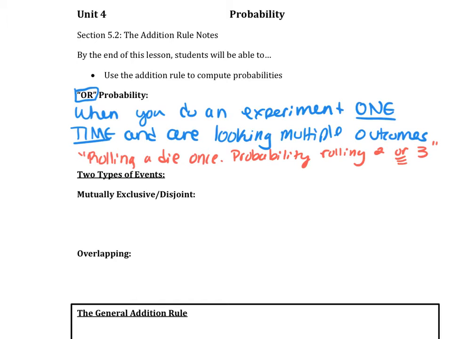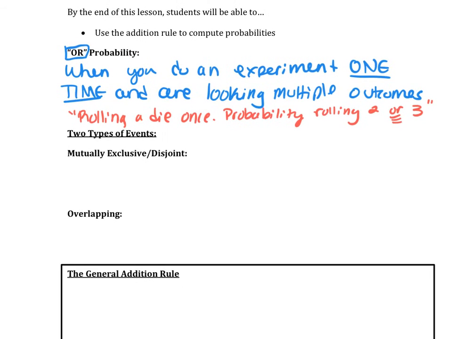So with this OR probability, there are two types of situations, two types of events that we could be dealing with. The first is mutually exclusive or disjoint events. This means that the two events you're looking for cannot happen at the same time. Like the 2 and the 3: if you roll a die one time, it's not possible to get a 2 and a 3 at the same time. So those would be mutually exclusive or disjoint events.